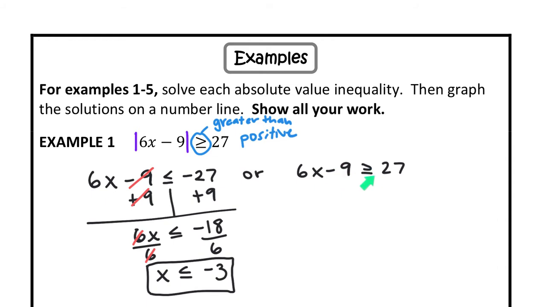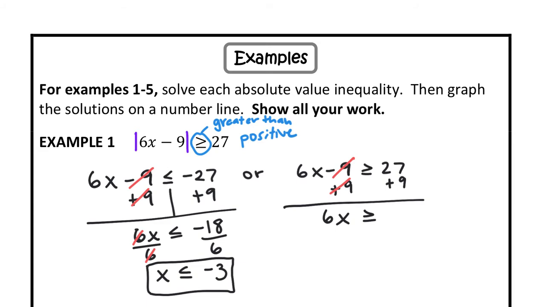It's basically the same steps. We're going to do plus 9, plus 9. These are going to cancel. Bring down the 6x greater than or equal to. Actually, let me fix this symbol. It's bothering me. There we go.